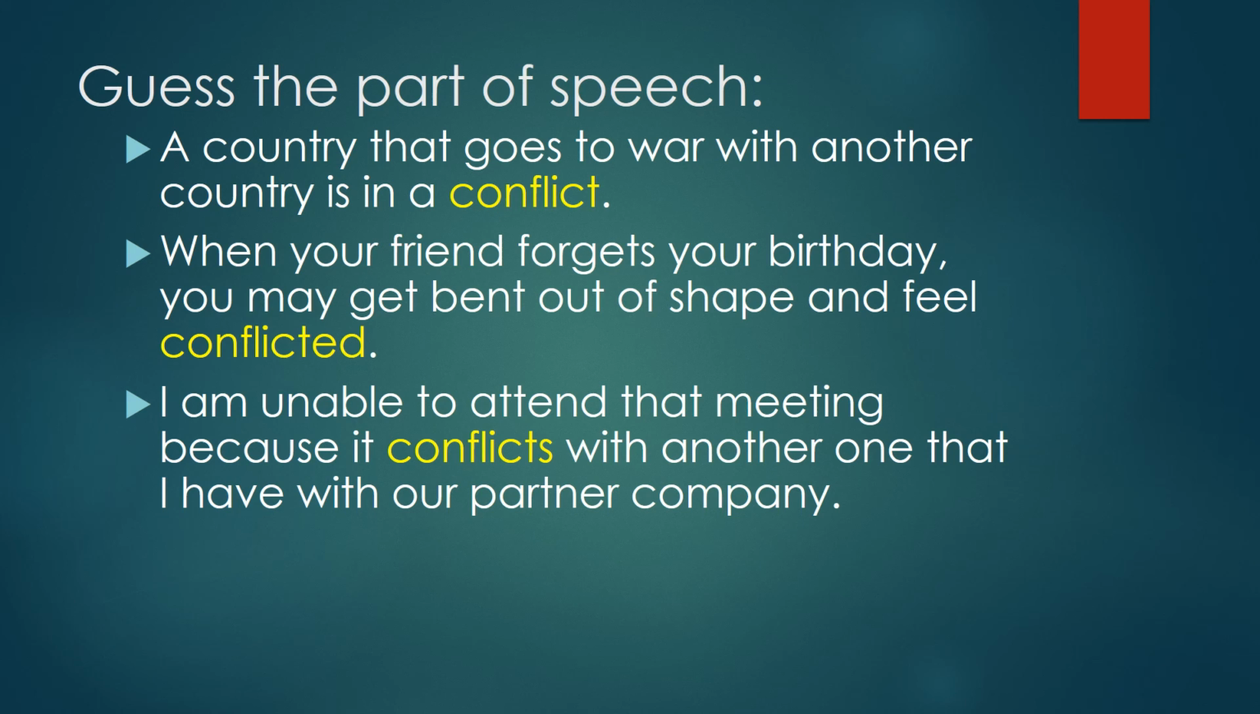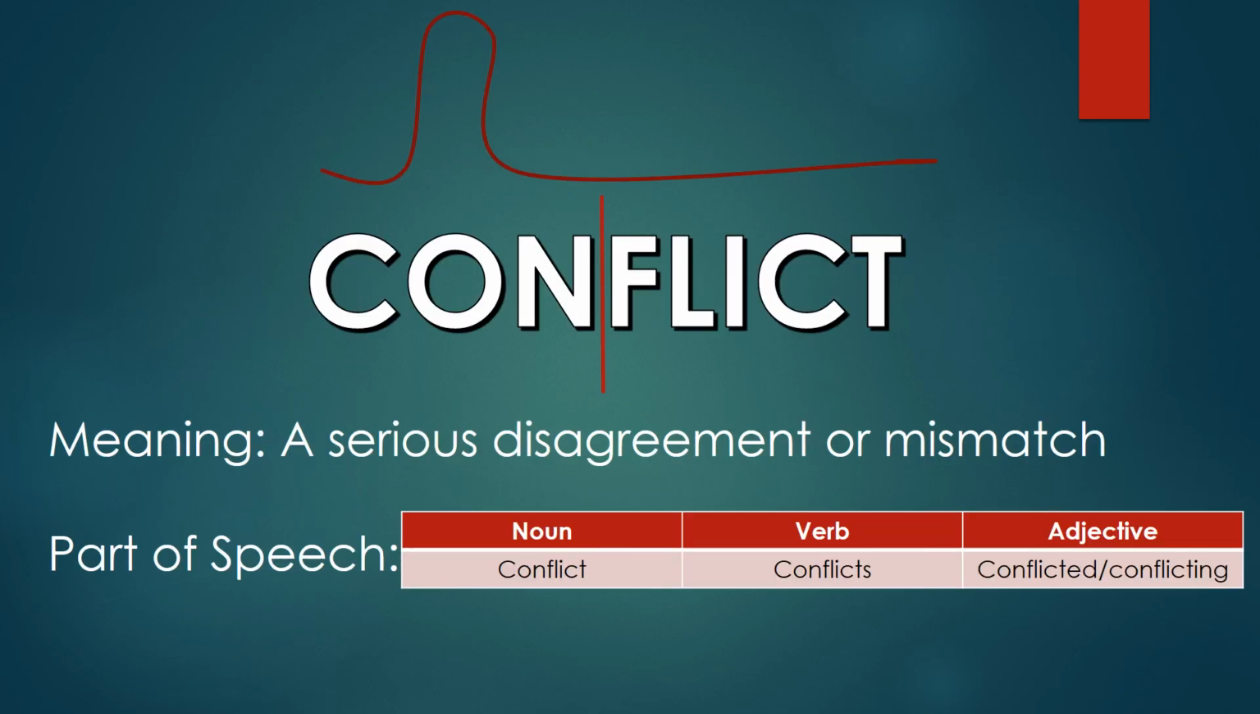The next part that we're going to go over is the grammatical form. For this, read the sentences again and try to figure out what the part of speech is for each of the highlighted words. You can pause the video now if you need more time. Okay, as you can see from the chart below, the word conflict can be a noun. It can also be a verb or an adjective.